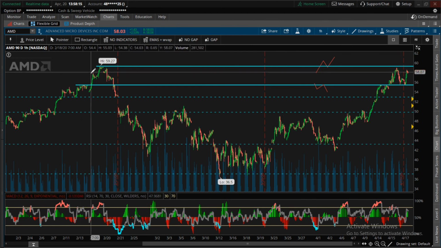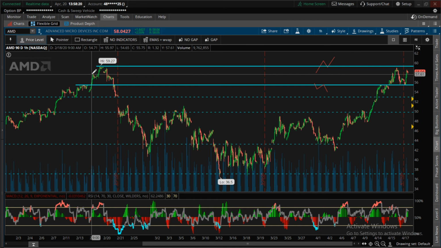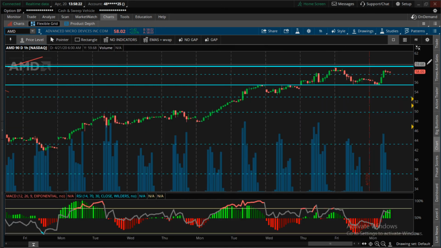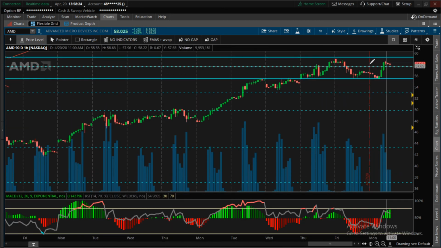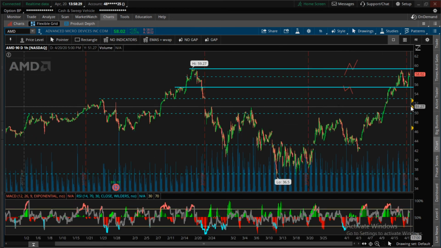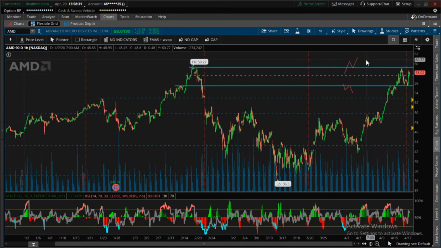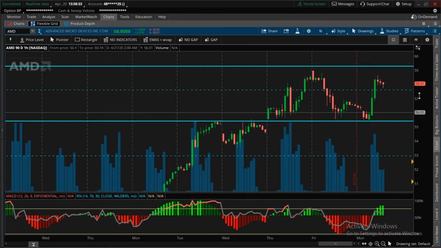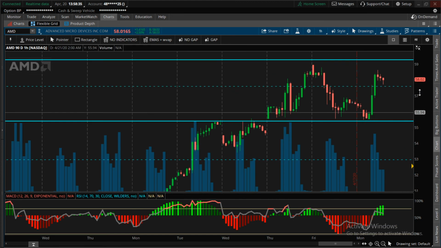If you look over here, we've got some resistance. Let's put that level right there. We've got some resistance right there, so let's put that level there. Now let's zoom in to see what is going on. Let me zoom out real quick, and I'm going to have to zoom in again. Now I'm zooming in to exactly what is going on.